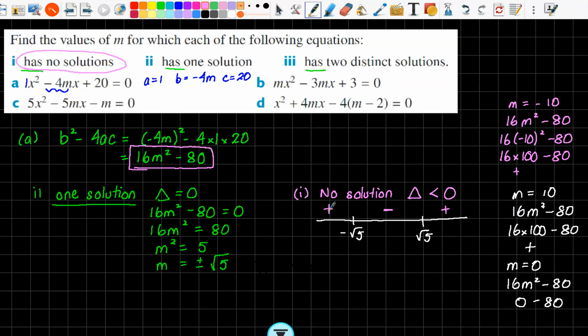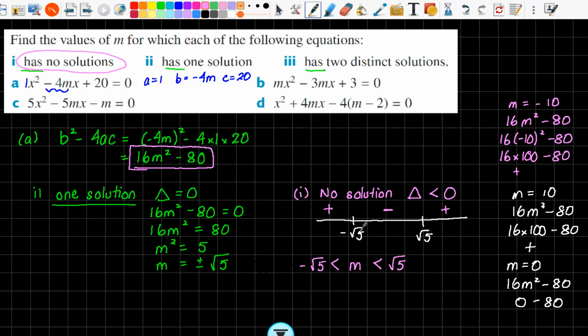So what this sign diagram tells us is that when we've got values for m that are in between root 5 and minus root 5, that's when the discriminant will be negative. So I'm going to write that down. I'm going to say when m is less than root 5 and when it is greater than negative root 5. So that's how I say it's in between minus root 5 and root 5.